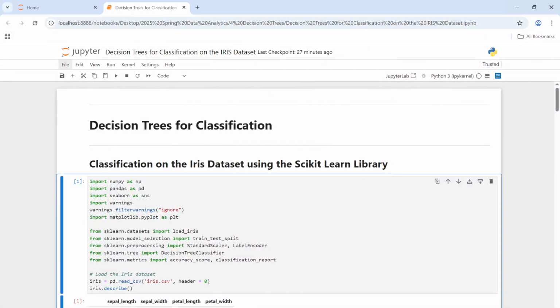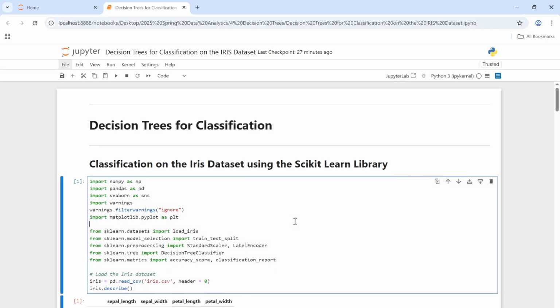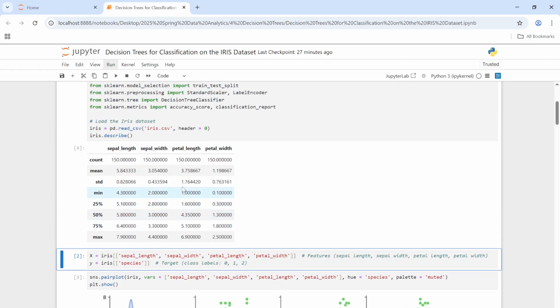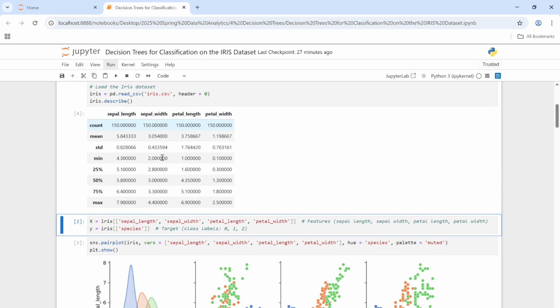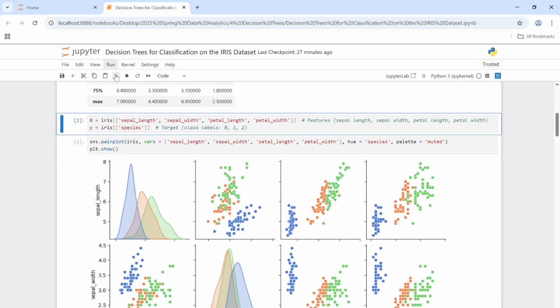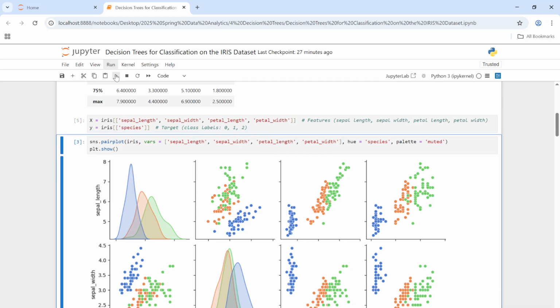So in this Jupyter notebook, we're going to be working on the same iris dataset. We're going to import all of our libraries and I do have the dataset contained in a specific CSV file. So you can again see that we have 150 data points. We're going to be selecting our input features. Our input features are sepal length, sepal width, petal length, and petal width. And the target variable is the label or the species.